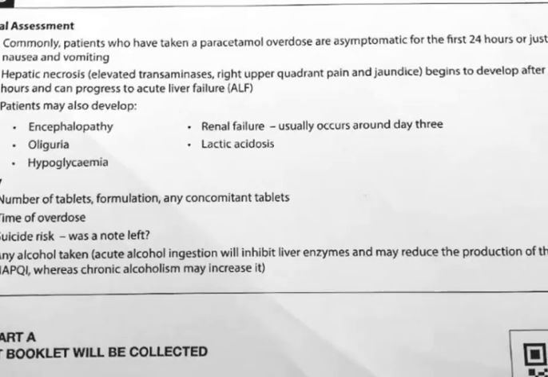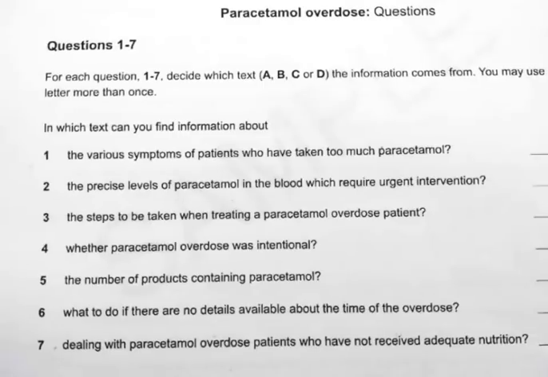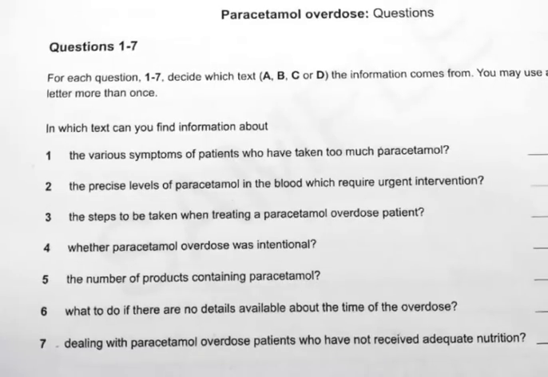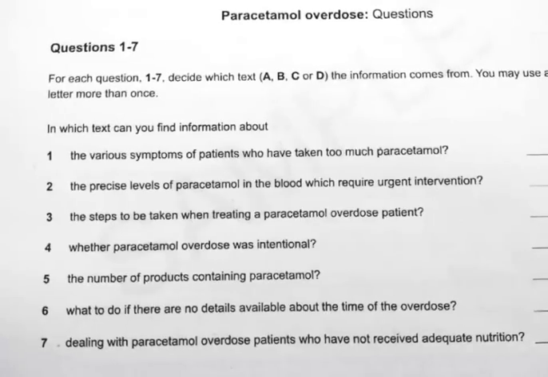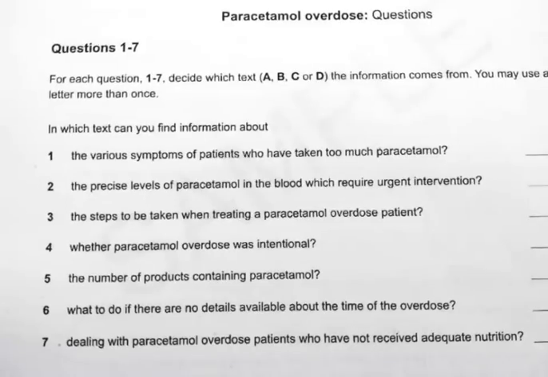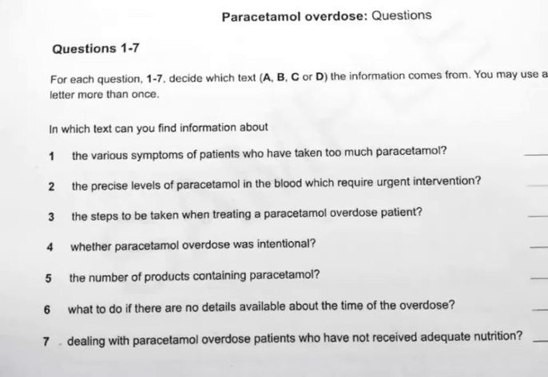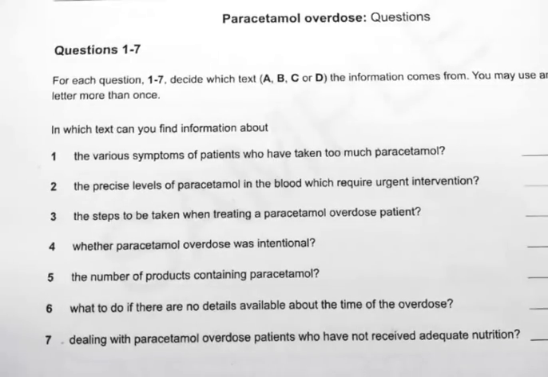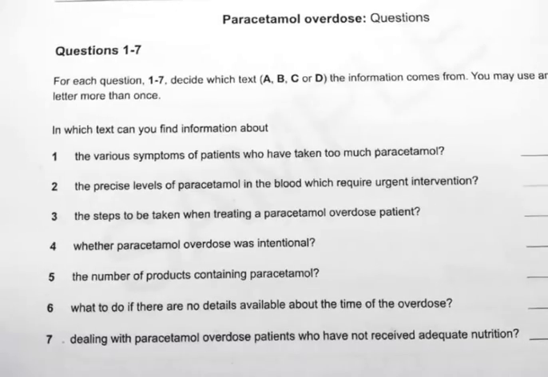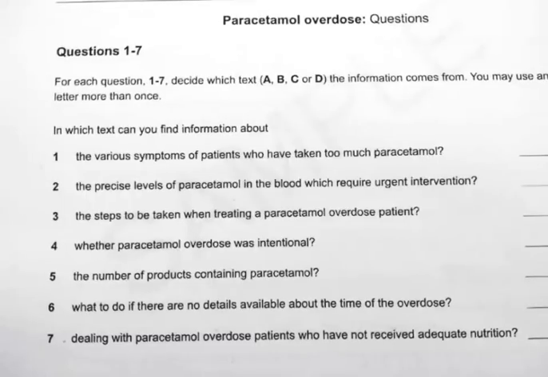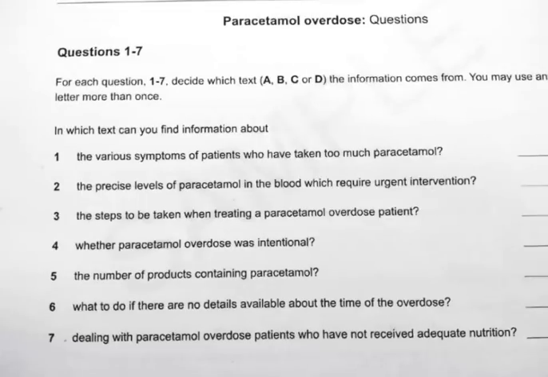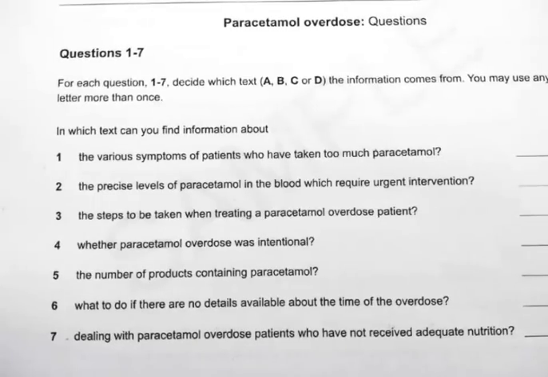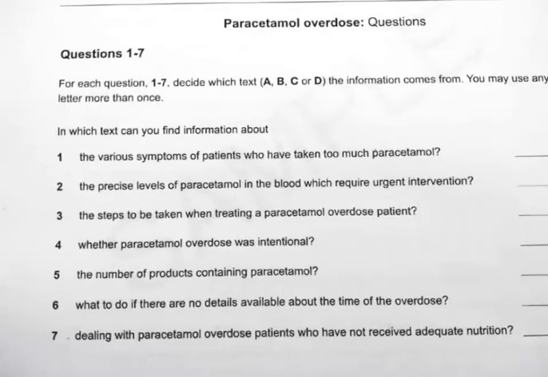Another example, the second question: the precise levels of paracetamol in the blood which require urgent intervention. What are the keywords of this sentence? Precise level is the first, second, in the blood, and next, urgent intervention. So precise level in blood and urgent intervention are the keywords. Now, what is the key idea? Here we can see urgent intervention, so the key idea is that they will be discussing emergency management. Urgent intervention and emergency management are the same, right? So then move on to your own notes and identify which paragraph contains the emergency treatment. Then go to that paragraph, skim for the specific content and make sure the answer is right.